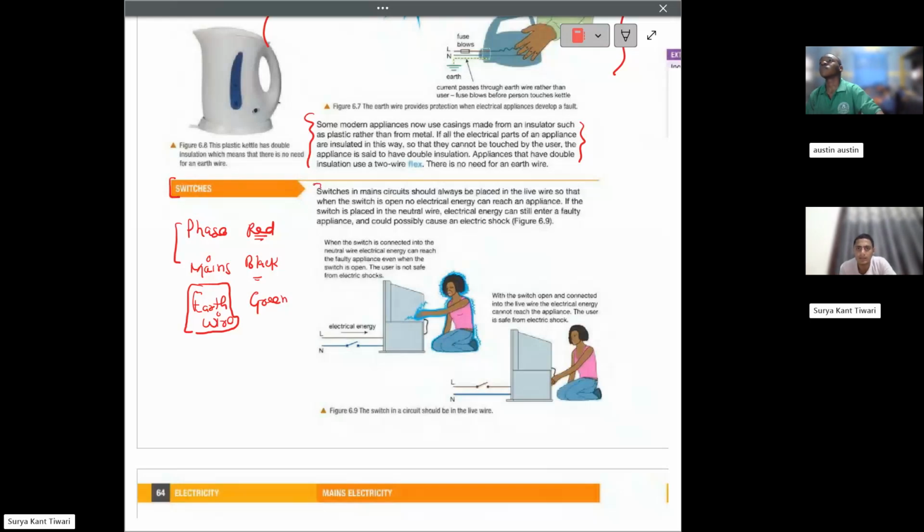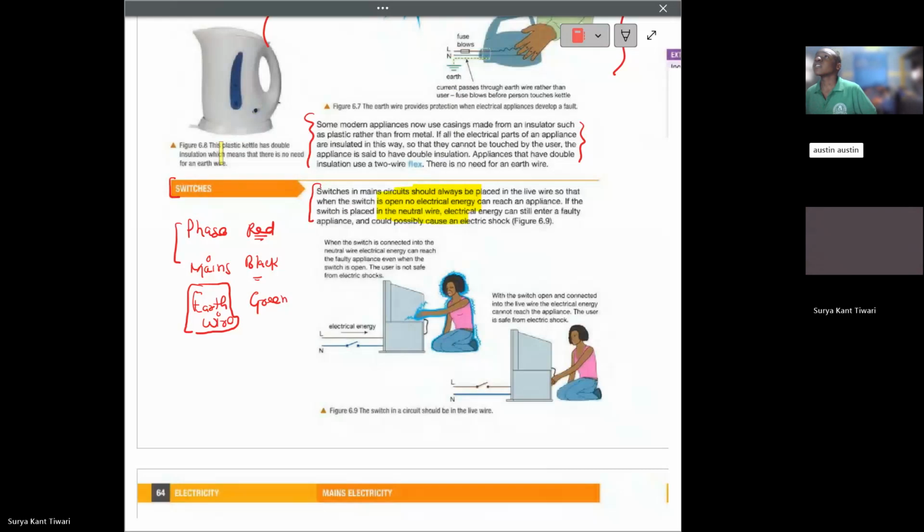Can you read this statement? There is something very important here. Switches in a main circuit should always be placed in the live wire so that when the switch is open, no electrical energy can reach an appliance. If the switch is placed in the neutral wire, electrical energy can still enter a faulty appliance and could possibly cause an electric shock.